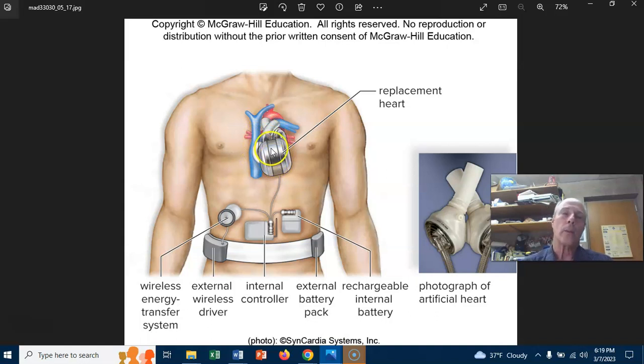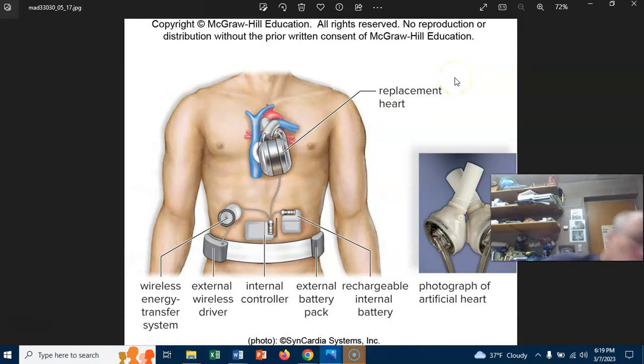And so now we don't really see artificial hearts thought of as a replacement for a heart, but rather as a bridge to transplant. They'll be put in a person that's waiting for a transplant heart, or maybe somebody's having heart surgery, and they'll be put in the person as a bridge to get them through the surgery, if you will.